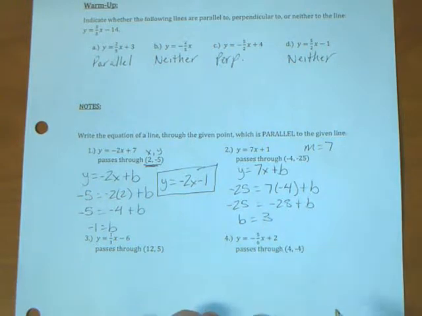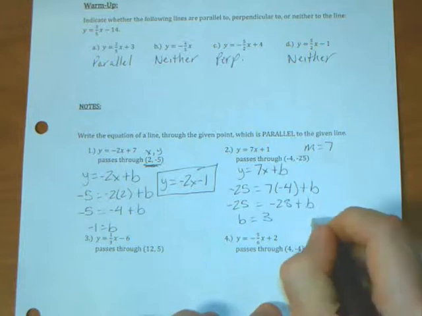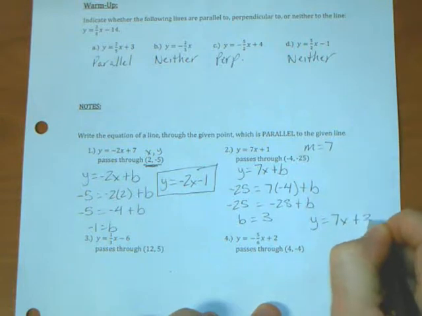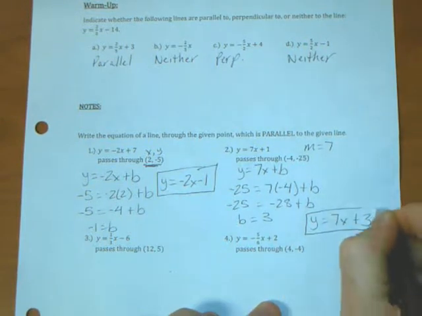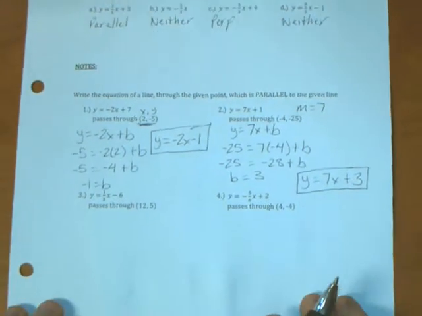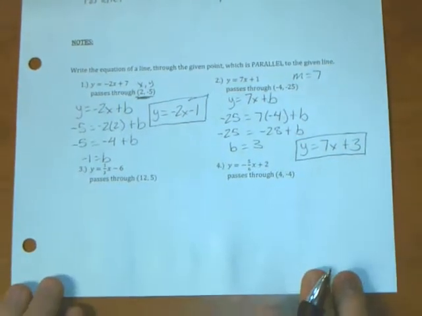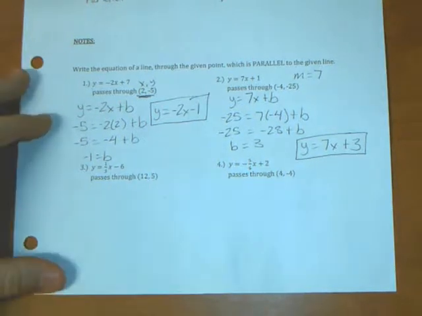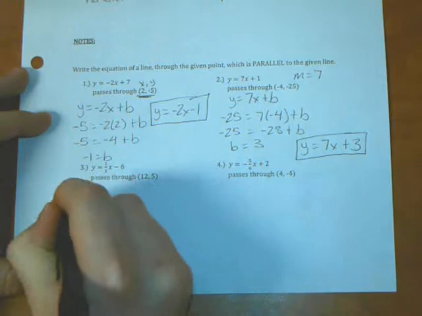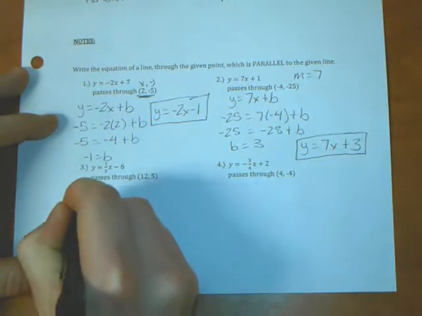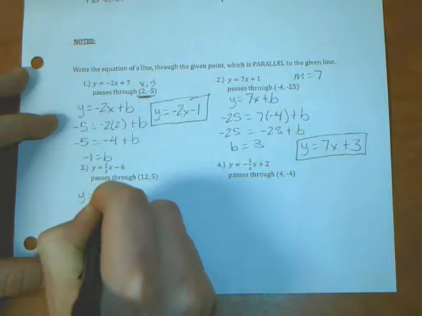What's my final step? Write it out. Right, my final equation. So I have y equals, my slope is 7 times x plus my b, which is 3. I'd like you to just try number 3 on your own. So, what's my slope for number 3? 1/3. So I have y equals 1/3 x plus b.